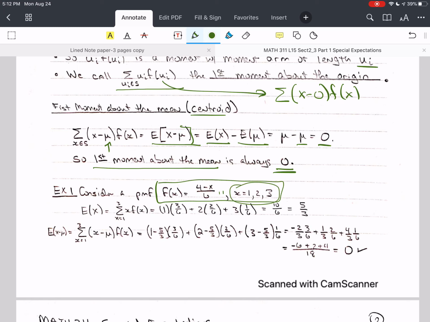Okay, so let's get back to this. So E of x is the sum of x times f of x from 1 to 3.